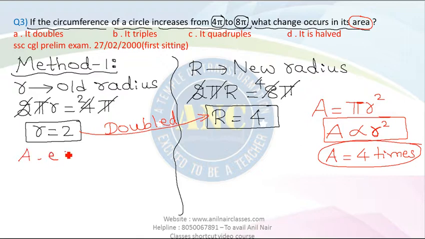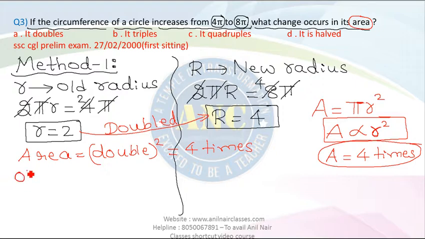So area is nothing but r square. R is doubled, so I can say it as a double square. Double square is nothing but double into double. Double into double is double square, which is 4 times, right?